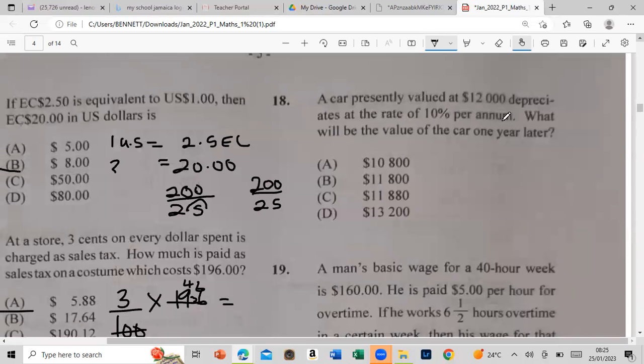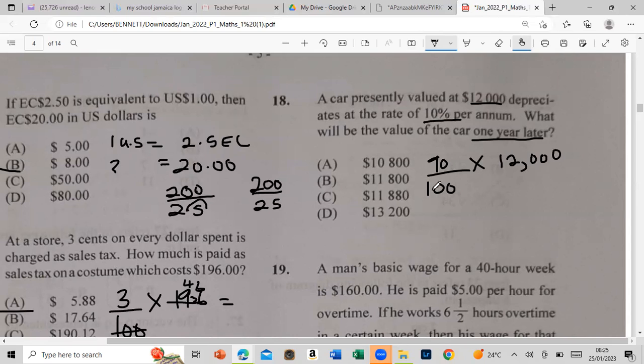That's time catching up for me. A car presently valued at 12,000 depreciates at a rate of 10% per annum. What will be the value of the car after 1 year? Alright, so we just need to find 90%, as at the end of 1 year it's only worth 90%. Depreciation means the value goes down.